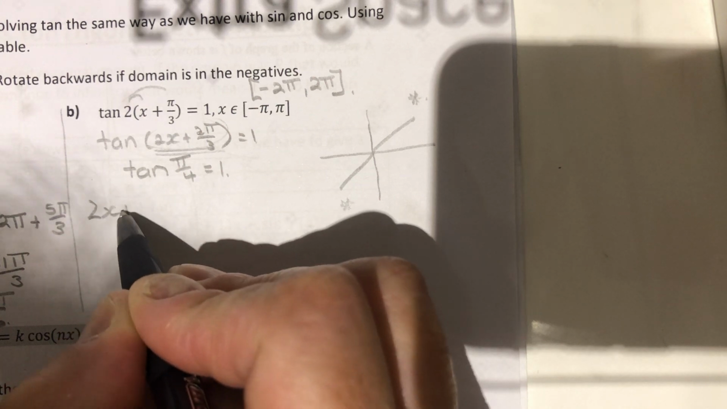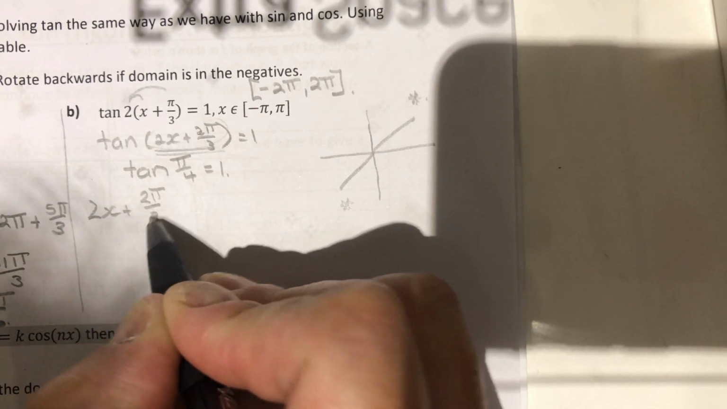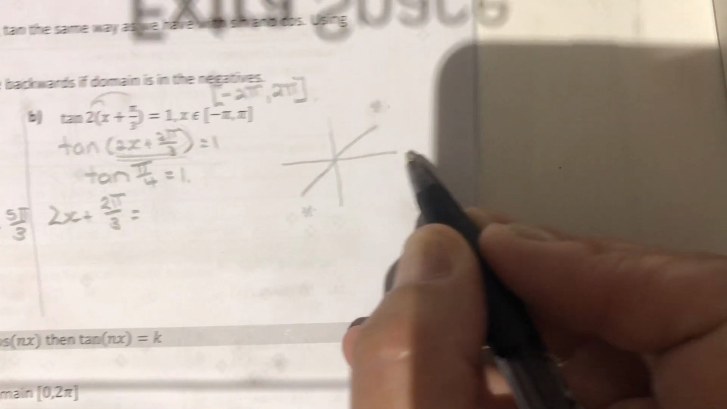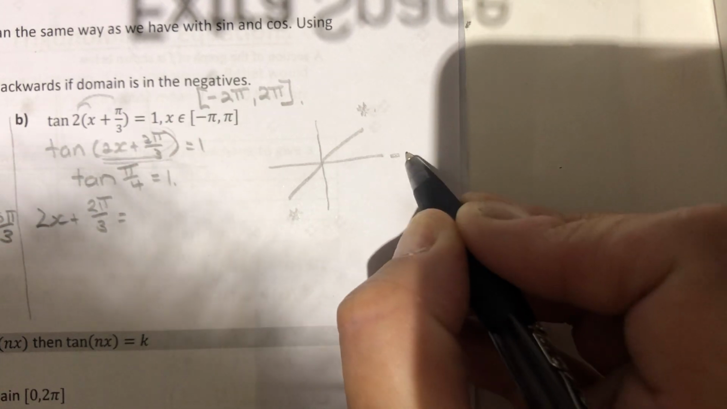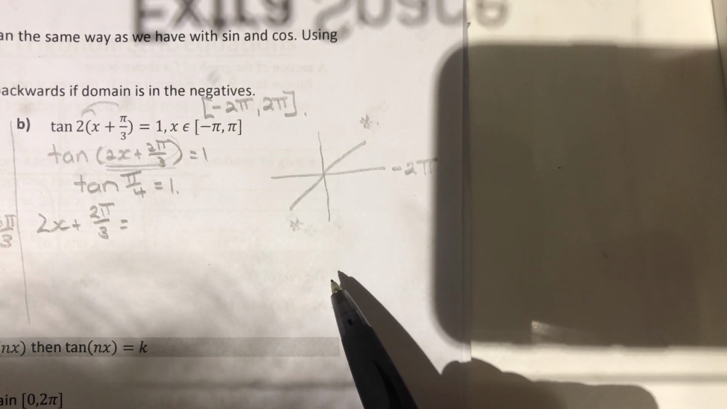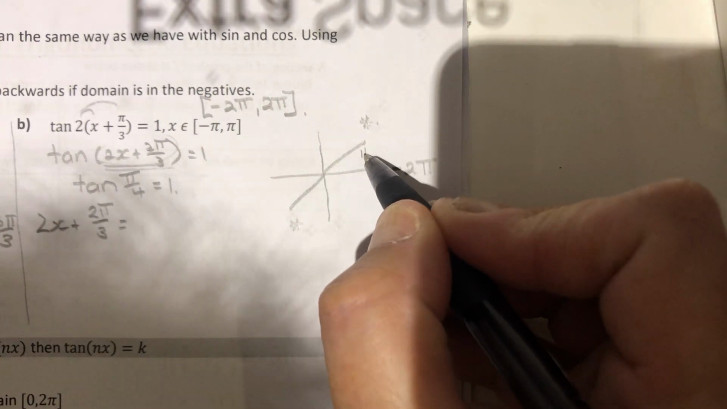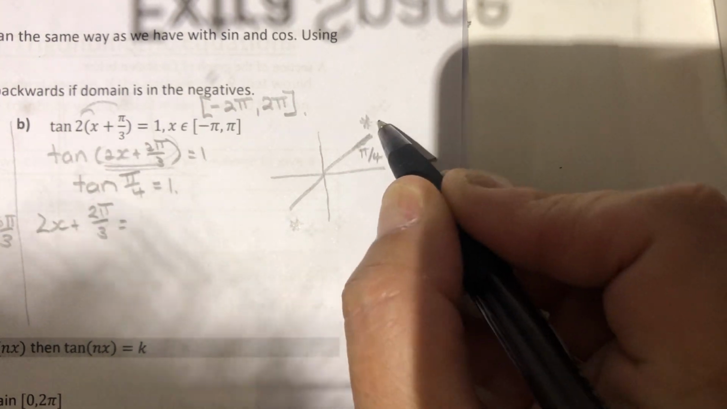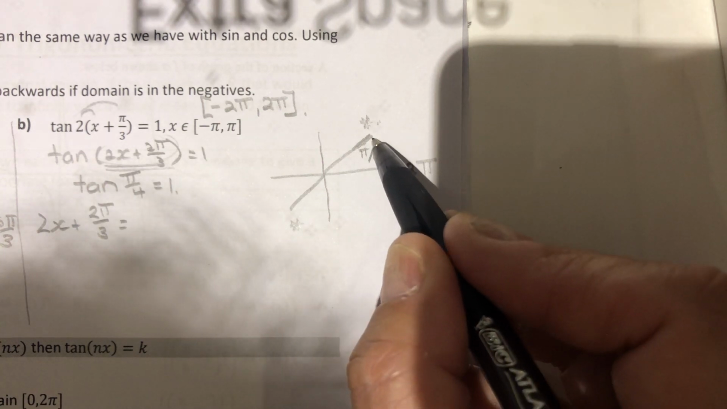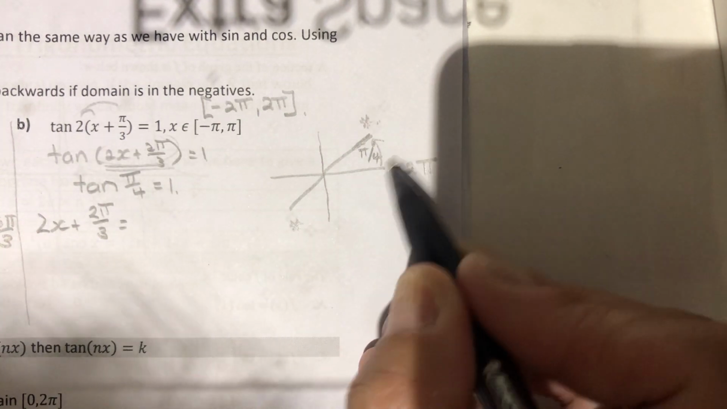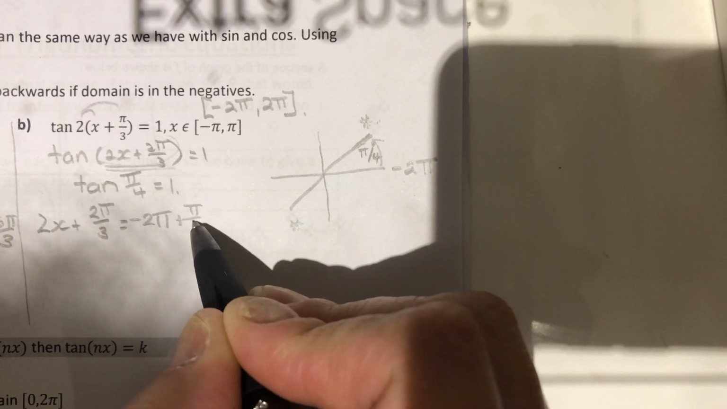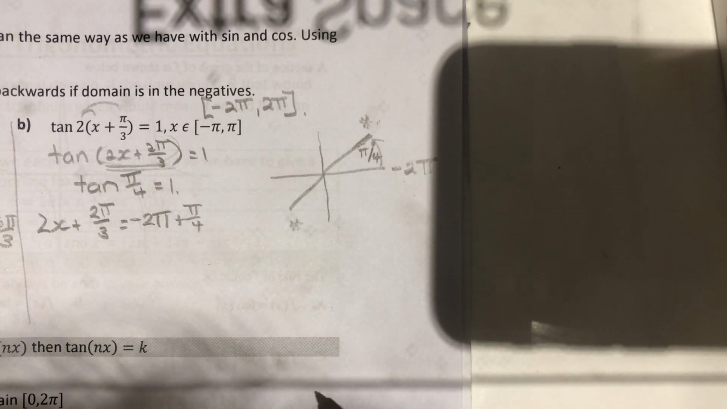So we're going to have 2x plus 2 pi on 3 is equal to, and now we have to start building and see what we can come up with. So if we call this negative 2 pi and we go backwards, then this is going to be pi on 4 because we just found that out. And we want to find what our first position is going to be there. So our first position is going to be negative 2 pi adding pi on 4. Okay, that's going to be our first one.